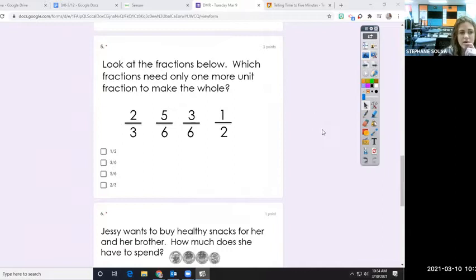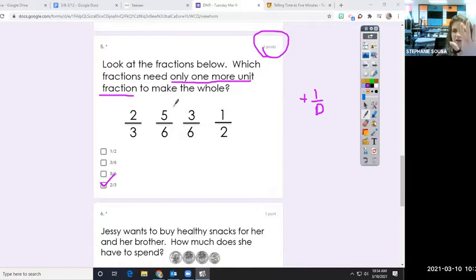Next up, look at the fractions below. Which fractions need only one more unit fraction to make it a whole? That means we're going to add a numerator of 1 to the denominator. If I have 2/3 and I add one more third, I have all of them. So 2/3 needs one more unit fraction. Notice I need 3 answers. I've only got 1.